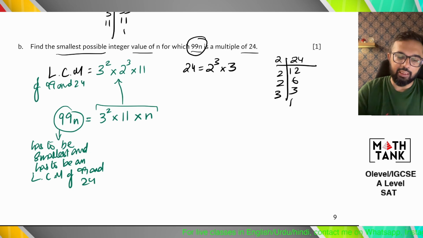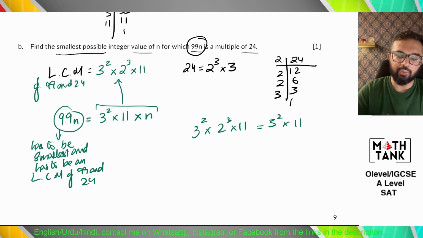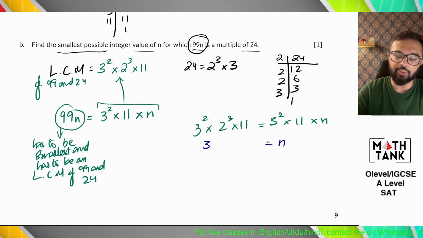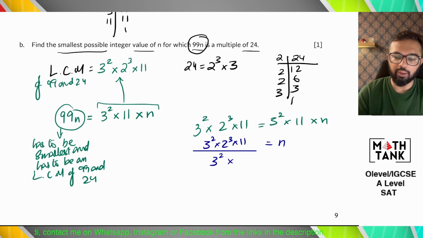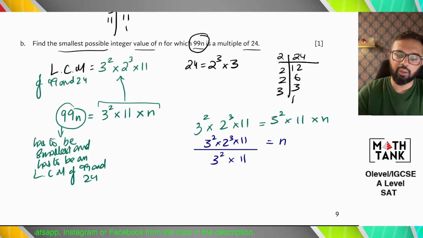So I write down 3 square into 2 cube into 11 is equal to 3 square into 11 into n. I think that's a pretty simple answer in terms of getting to this. So 3 square cancels out with this. I can actually move them to the other side and show this to you easily. Although we haven't done canceling and things like that, we've done them very briefly. We'll do them in detail later on. 11 cancels out, 3 square cancels out, n is 8.